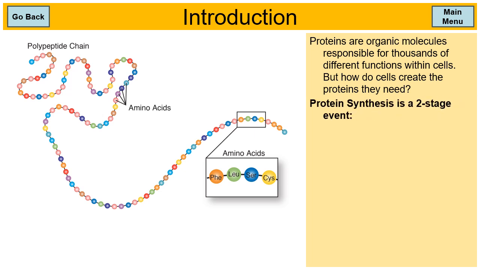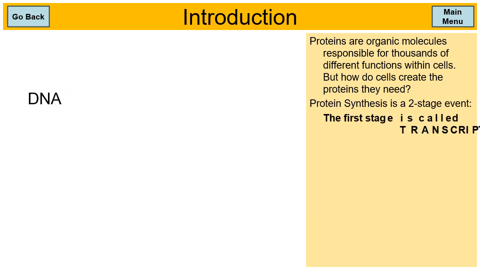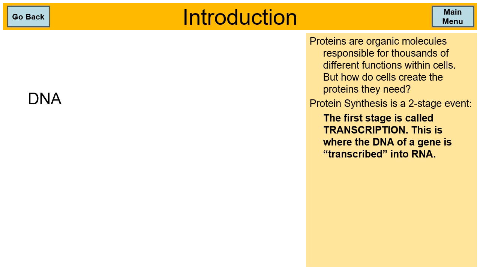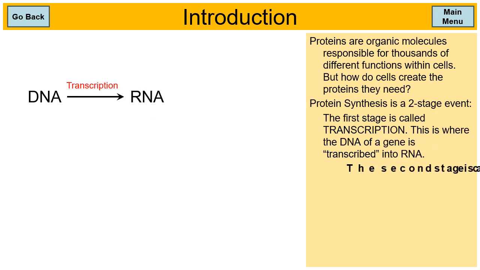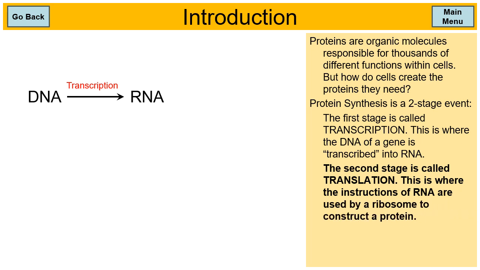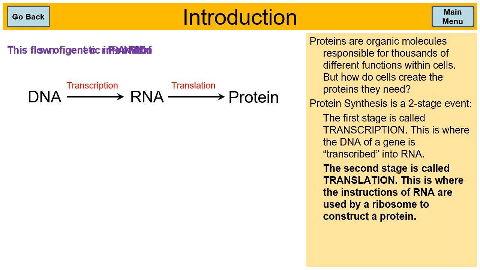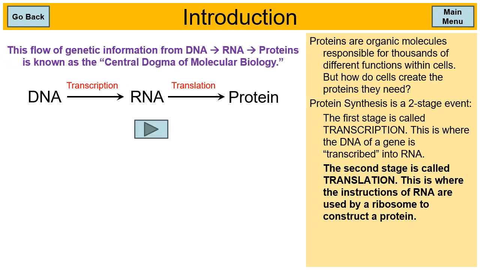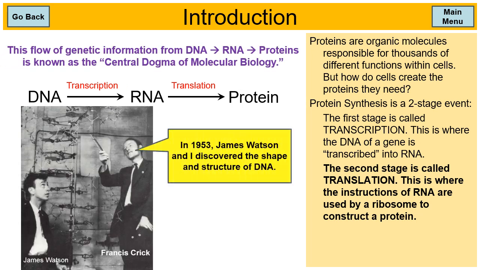And right now we're just doing an introduction where I first review transcription, where DNA is turned into RNA. And then I introduce translation. And then I use the flow diagram here to introduce the central dogma developed by Francis Crick.